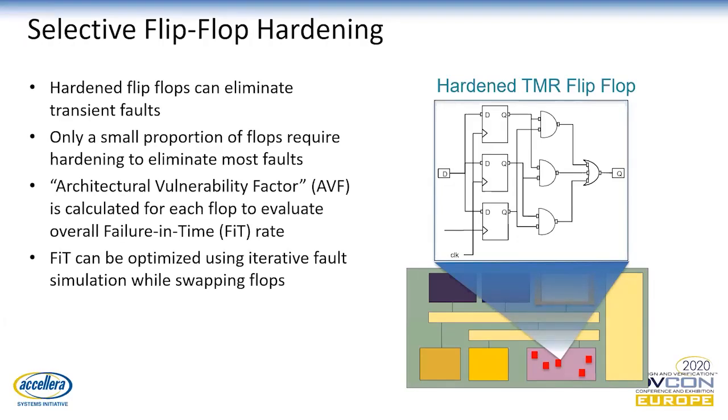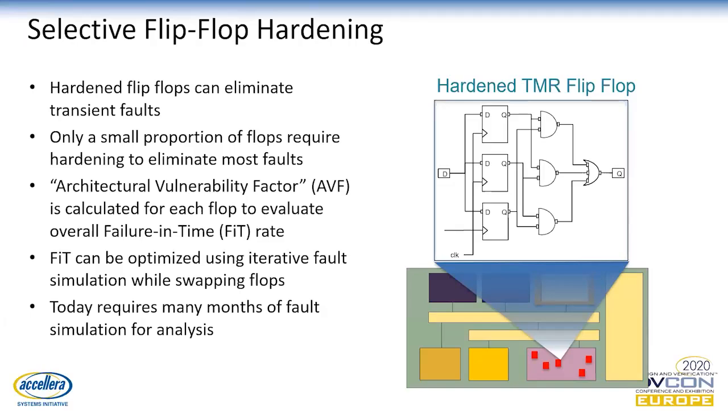This FIT rate can be optimized using iterative fault simulations while swapping the flip-flop. That means you can swap one flop with the unhardened flip-flop, calculate the FIT rate, and then try to achieve the required FIT rate, right? That's where you're calculating the AVF. We'll see more details into how we can calculate AVF and how FIT rate can be changed. And it requires many months of compute effort or many computation resources for simultaneous analysis of AVF for all the flops.